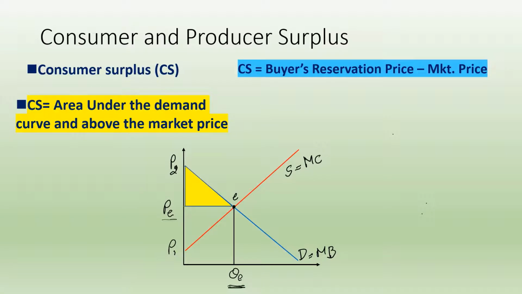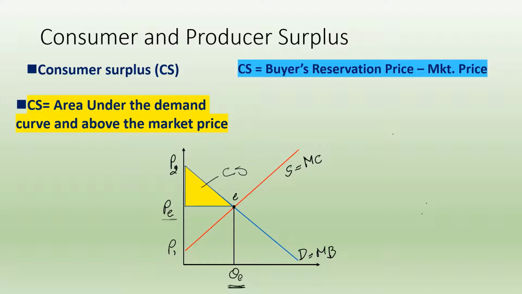So consumer surplus can be shown by just considering the area under the demand curve and above the market price, and we can easily calculate the consumer surplus by just calculating the area of this right angle triangle. You can see that this is actually the right angle triangle. The vertices are PE, P2 and E.